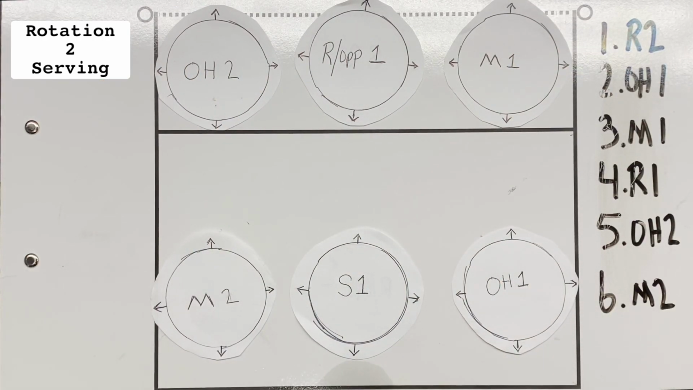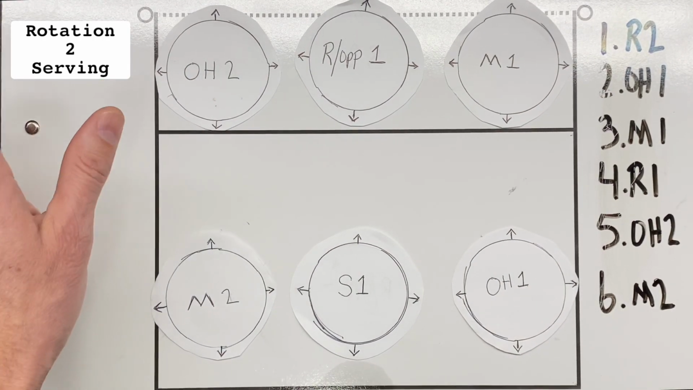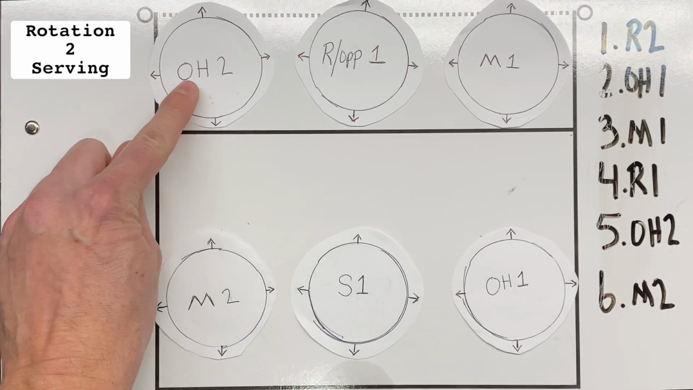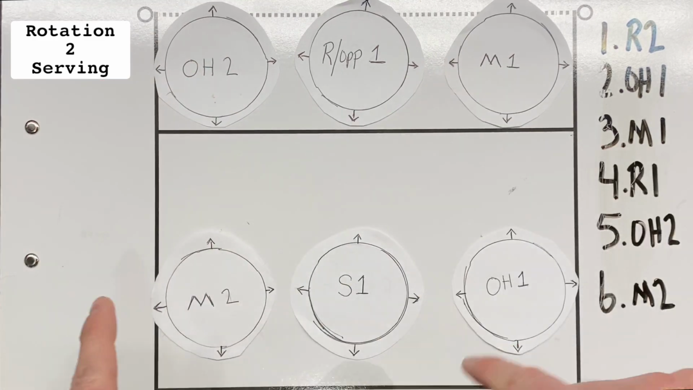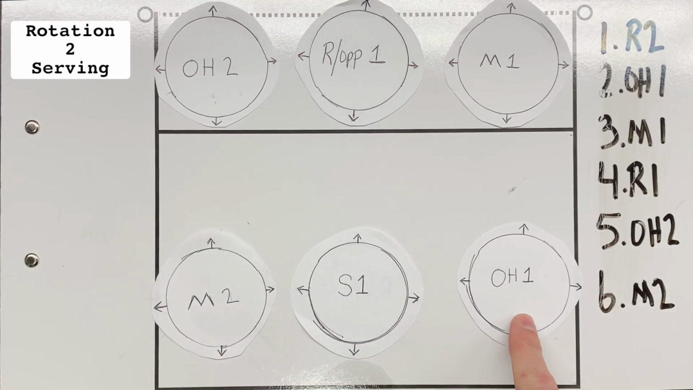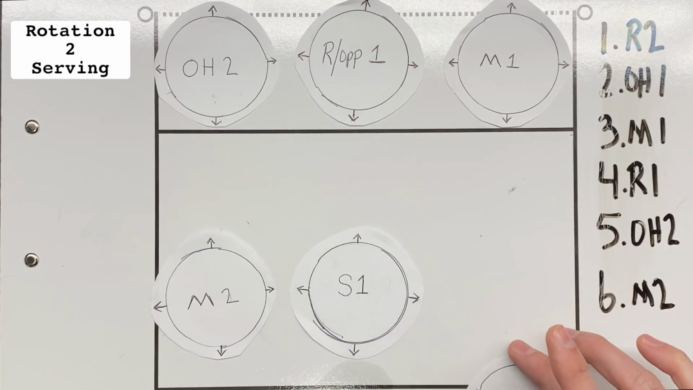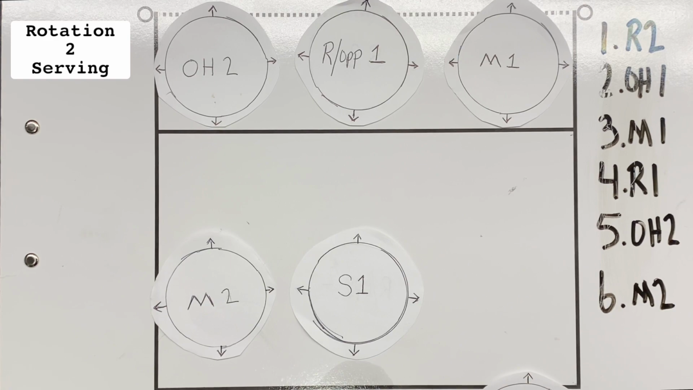So now we have players who are in the position they want to be in. The only person is this outside hitter. They're on the left side. That's where they want to be. So everyone else is going to be moving around. Okay, so this player, since we just sided out and rotated, this would be our server. So they are going to back up. They are off the court, so we don't need to worry about them.